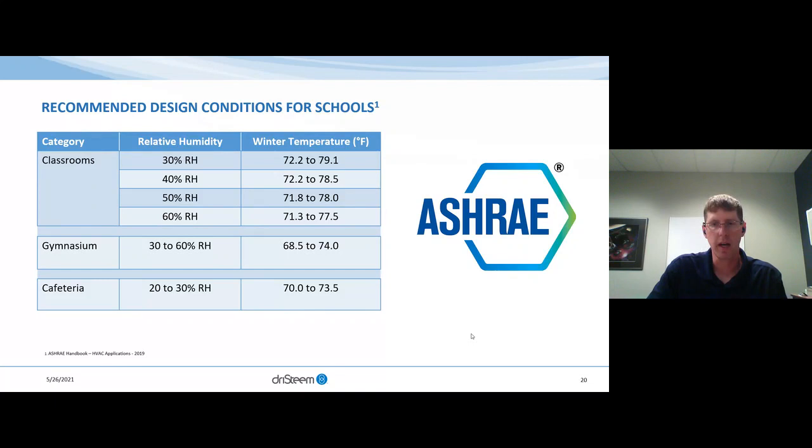And additional building types on a university campus, such as a laboratory or a performance hall, would also have a slightly different range that would be recommended. And these are just a guide, not hard and fast, but generally what a design engineer would be looking to try and set for the space.